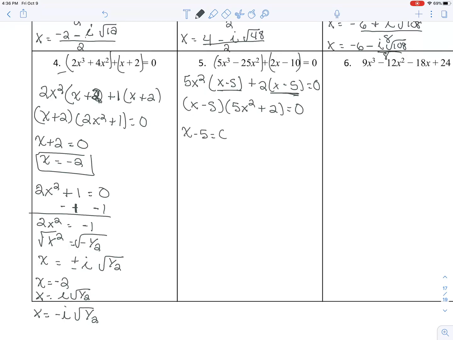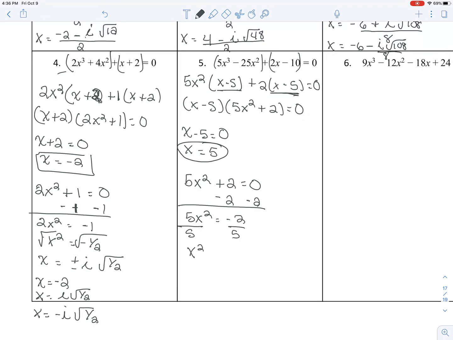So now I have to solve for both of these. So my first one is x minus 5 equals 0. That's easy. We get x equals 5. Yay for us. The second one, we have to now do the same thing we did before. So we got 5x squared plus 2 equals 0. I want to subtract 2 from both sides. 5x squared equals negative 2. I'm going to divide by 5.